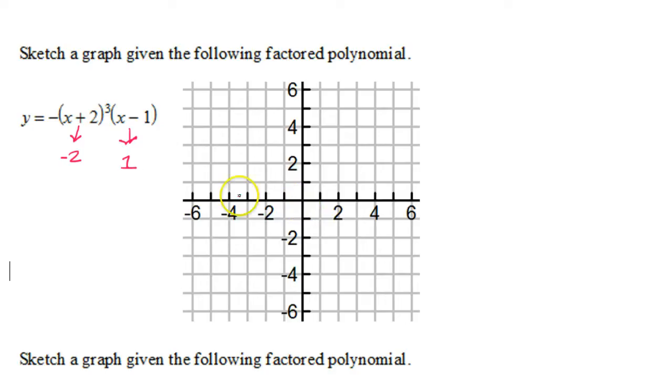So let's go ahead and draw that. So we'll have an x-intercept at -2 and another one at +1. Now, the behavior of the graph at each x-intercept depends on the multiplicity of the factor. This one is multiplicity 3, and this one is multiplicity 1, a triple and a single.